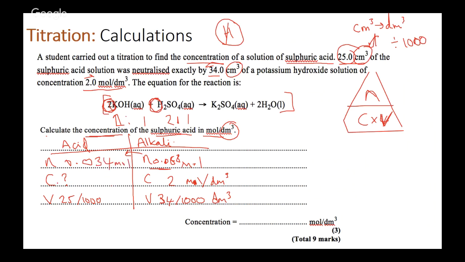And we can use this information then to work out the concentration in moles per decimeter cubed. Again, use the units to help you. We need to do the moles divided by the decimeters cubed. So we need to do 0.034 divided by 0.025, and we end up with 1.36, which we then write down here. Our concentration of our acid is 1.36.